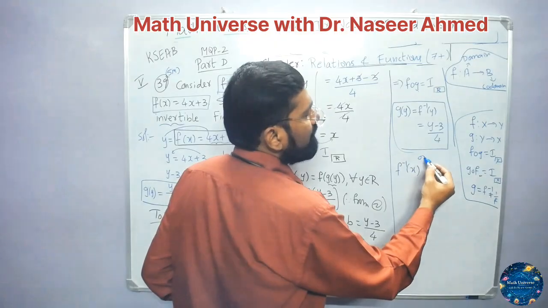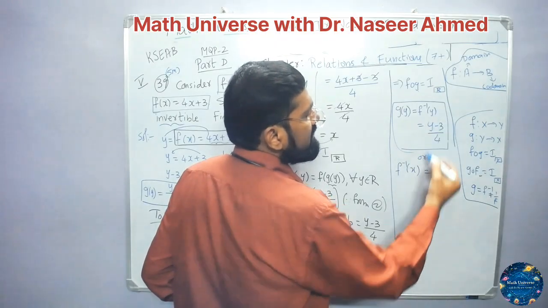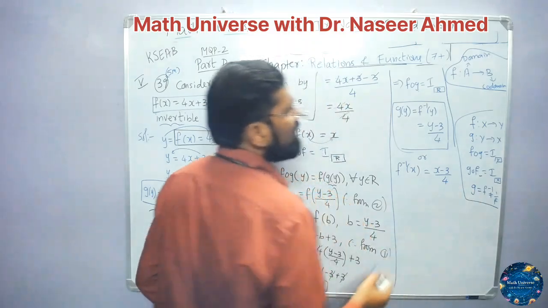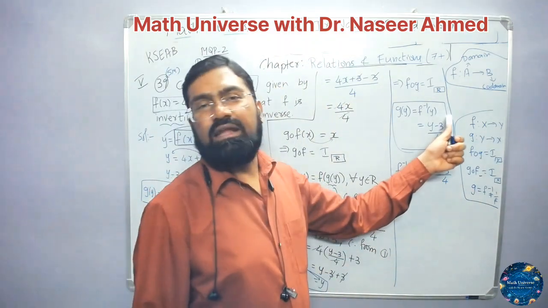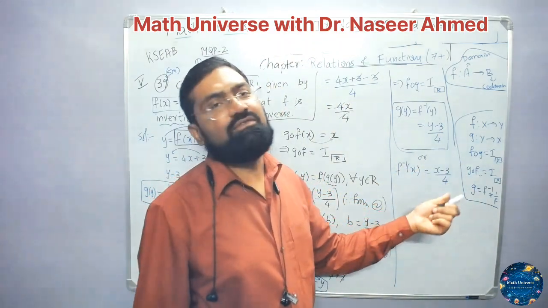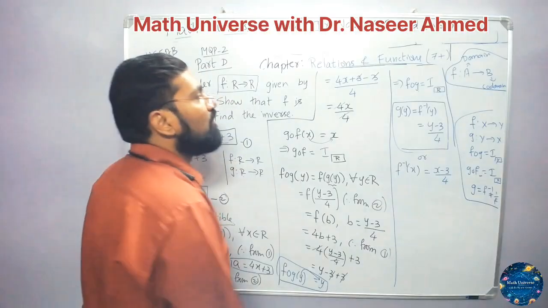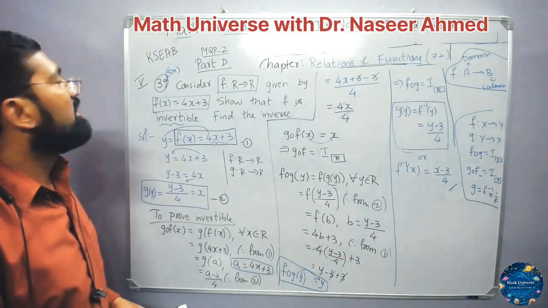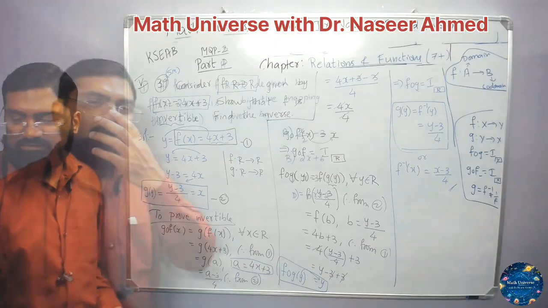So wherever y is there, x. So I'll get (x minus 3) whole divided by 4. What's the meaning of this? I was writing in terms of y, and now here I am writing in terms of x. Okay, so with this, the 5 marker is done. Kindly make a note of this.